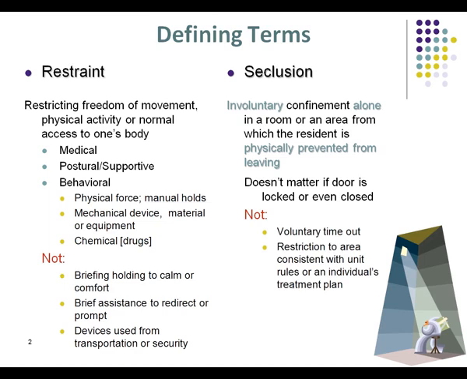It also does not include PRNs. PRNs are considered part of a patient's treatment plan. They are given to the patient voluntarily. It's part of their medical treatment. However, PRNs are often used as chemical restraints. So you can't just look at the order by itself.